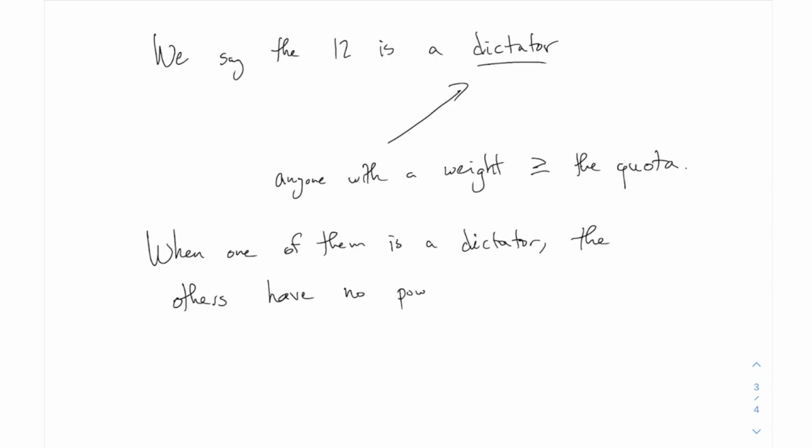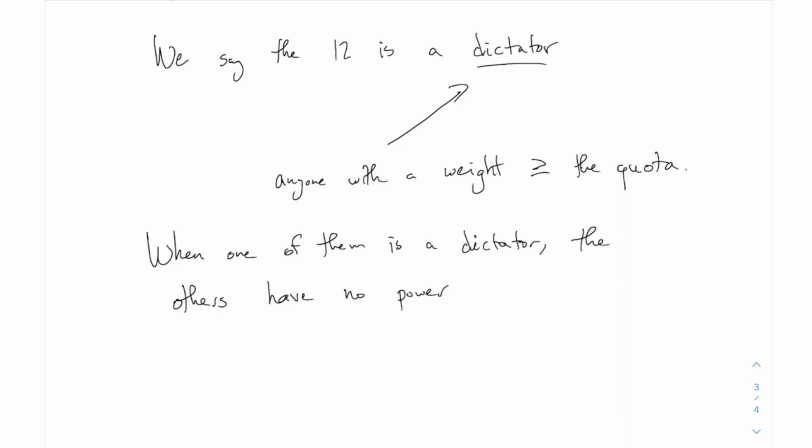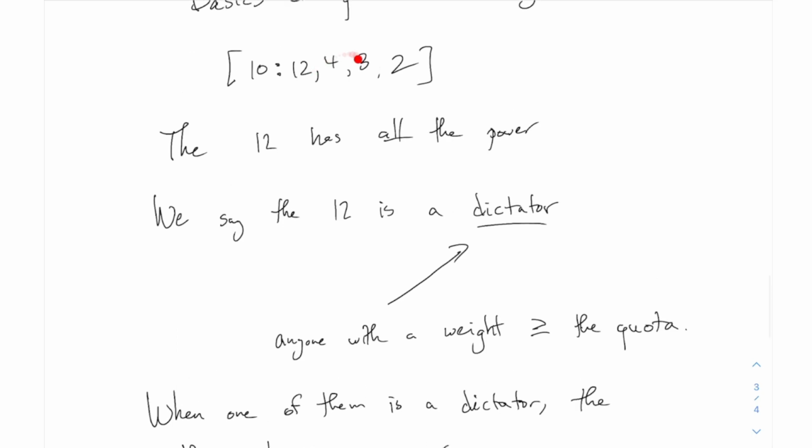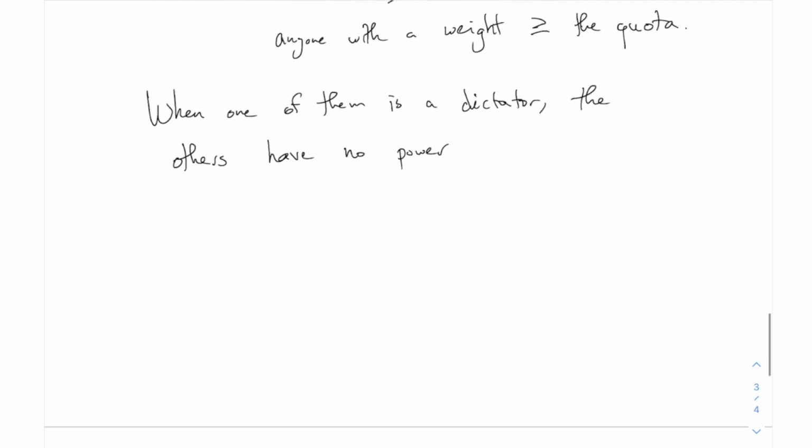Now you might wonder, is it possible that two of them could be dictators? Like, is it possible that two of them over here would have a weight that's bigger than the quota? Actually, that is not allowed because of the rules about how big the quota can be. The quota, remember, has to be at least half of the total sum of the weights. And because of that, it's not possible for two of the voters to have their weights exceeding the quota. Anyway, when one of them is a dictator, the others have no power at all.